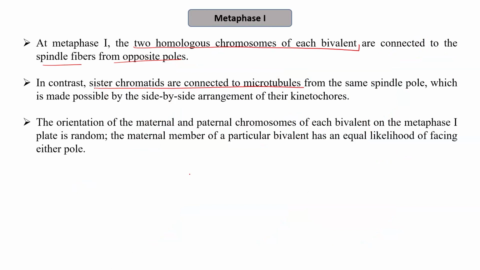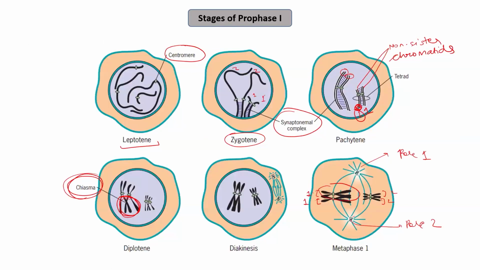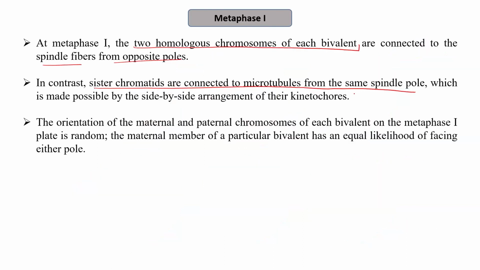So the sister chromatids, however, are attached to the same spindle pole. Therefore, there is no separation of sister chromatids. Sister chromatids do not separate during this phase. Because they are attached to the same spindle pole, only the homologous chromosomes will separate. Sister chromatids are attached with a side-by-side arrangement of their kinetochores.